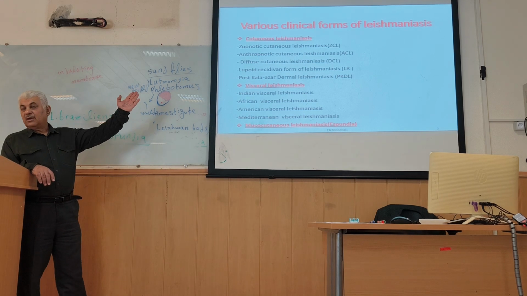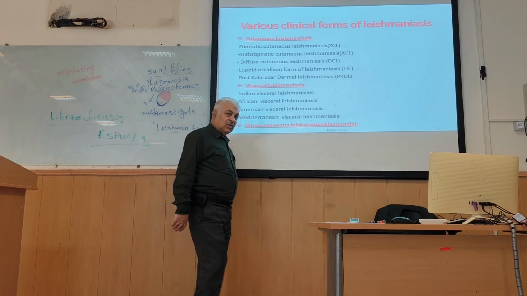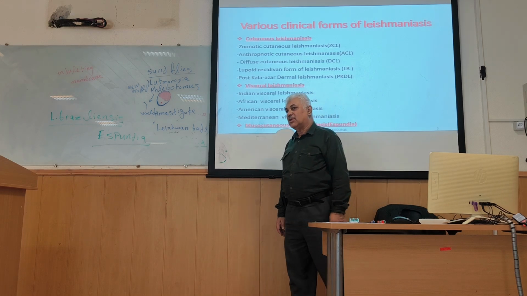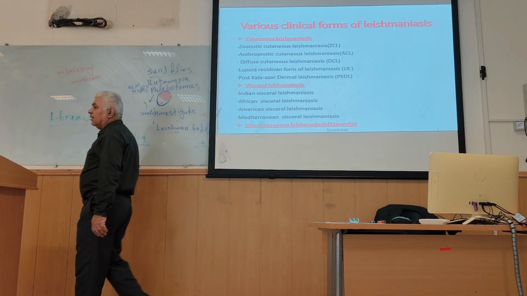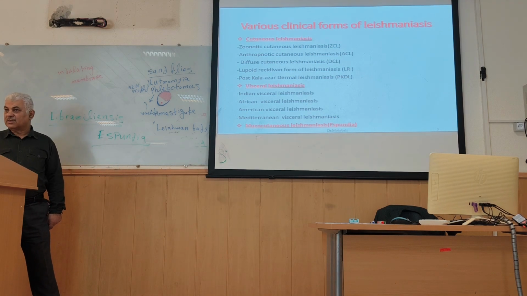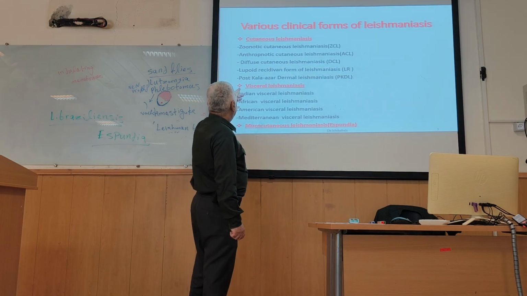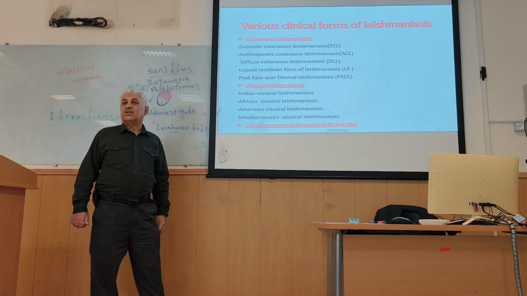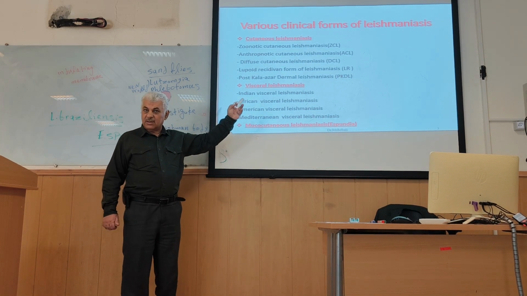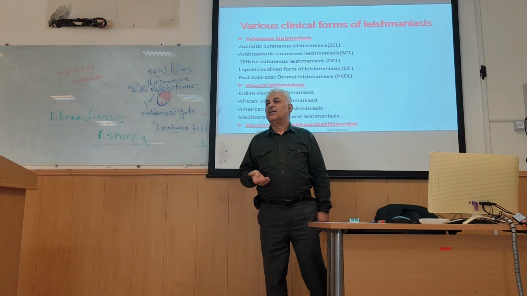The fourth group is the lupoid or recidivans form, produced by Leishmania tropica and sometimes Leishmania major. It is very similar to skin tuberculosis or lupoid leprosy. The diagnosis of this form is very difficult. The last form of cutaneous leishmaniasis is PKDL, post-kala-azar dermal leishmaniasis, a skin lesion after visceral leishmaniasis.